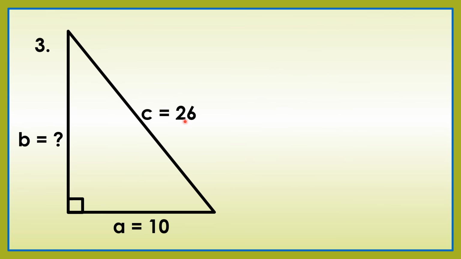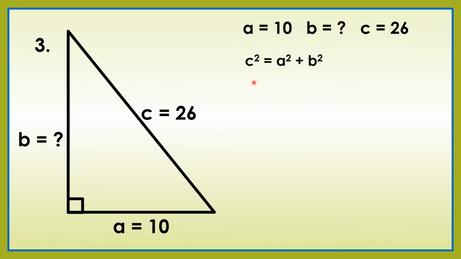Number 3. So, ang given dito sa number 3 ay A, which is equal to 10. At ang C natin ay 26. So, ang hahanapin natin yung B. Let us use yung Pythagorean Theorem again. C squared is equal to A squared plus B squared. So, substitution. We will have now 26 squared is equal to 10 squared plus B squared. Yung 26 squared is 676.